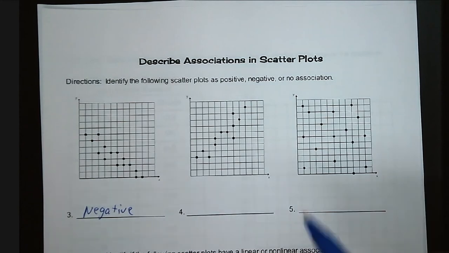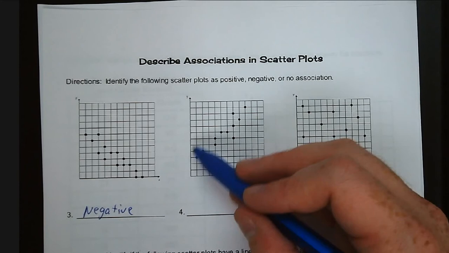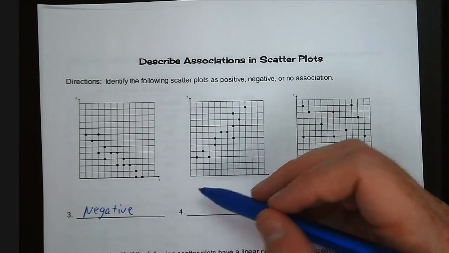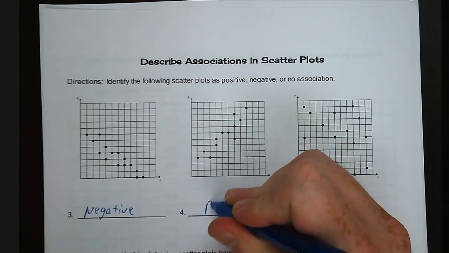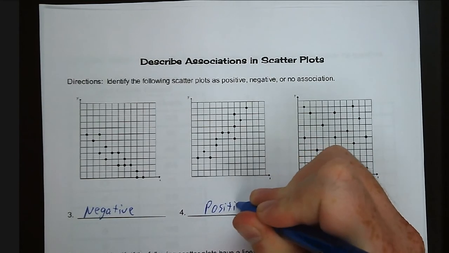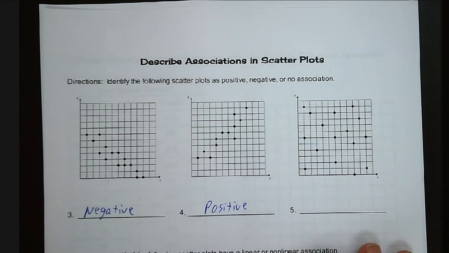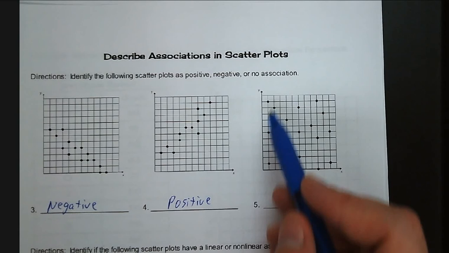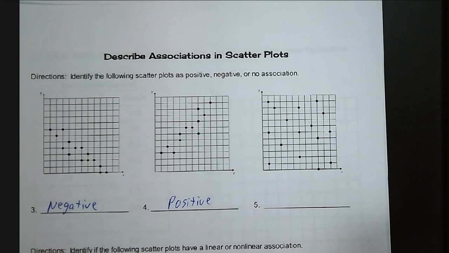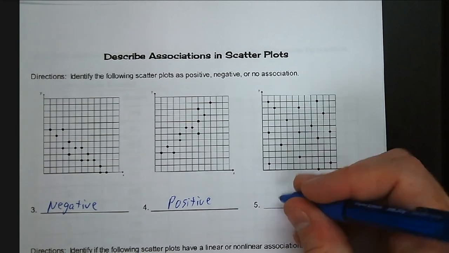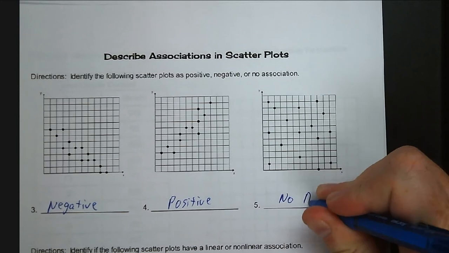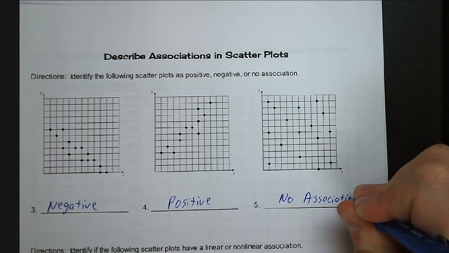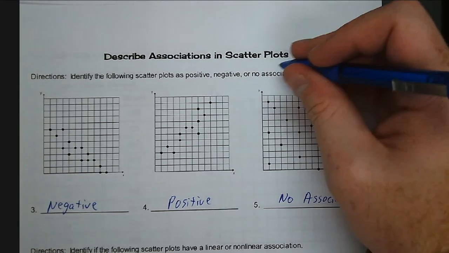Now, in the middle graph here, it looks like the trend seems to be going up as we go from left to right. So that's going to be a positive association or correlation. And if it just kind of looks like chicken pox, no association. All right, and we could also use the word correlation.